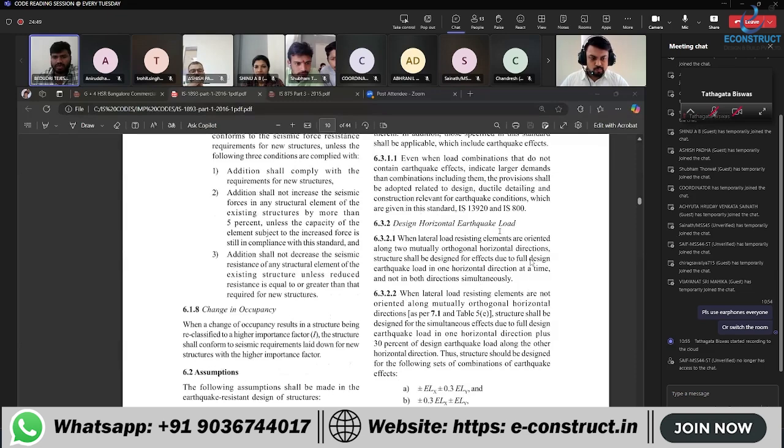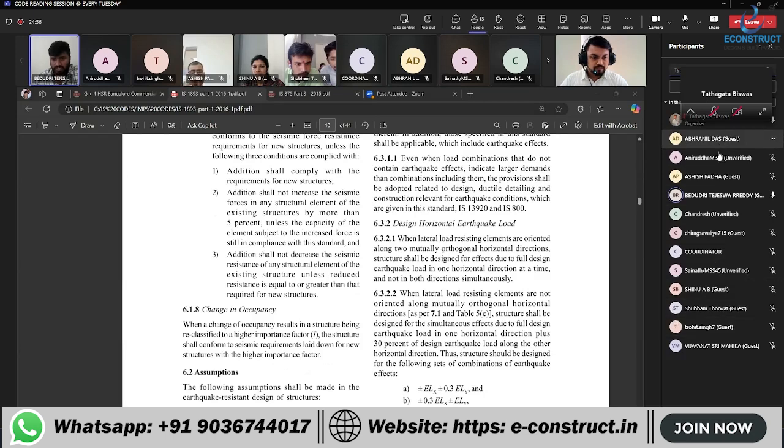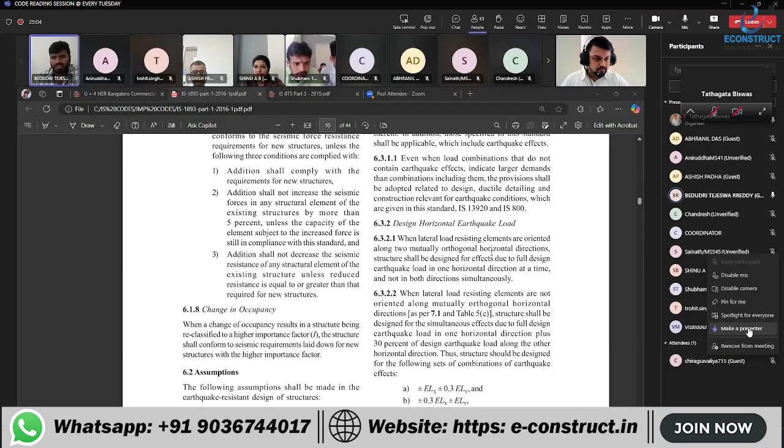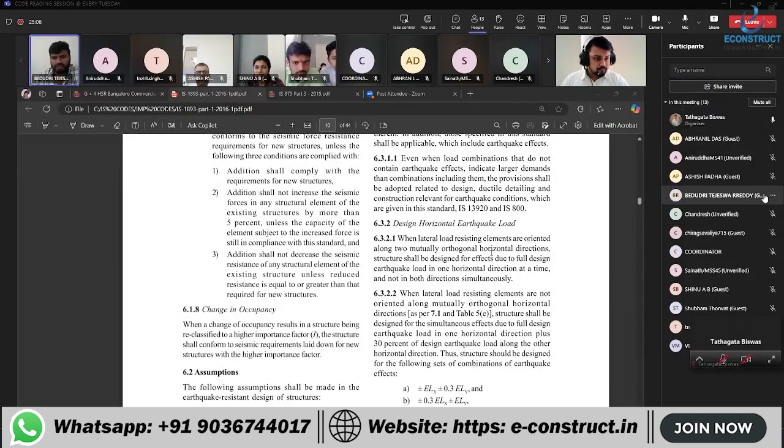Design horizontal earthquake load. When lateral load resisting elements are oriented along two mutually orthogonal horizontal directions, the structure shall be designed for effects due to full design earthquake load in one horizontal direction at a time and not in both directions simultaneously.